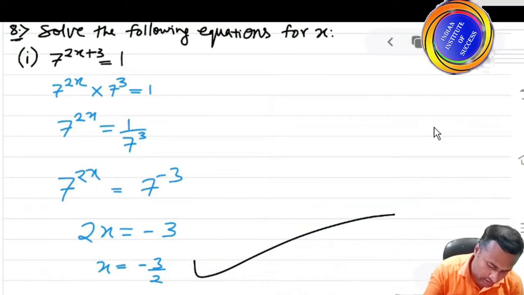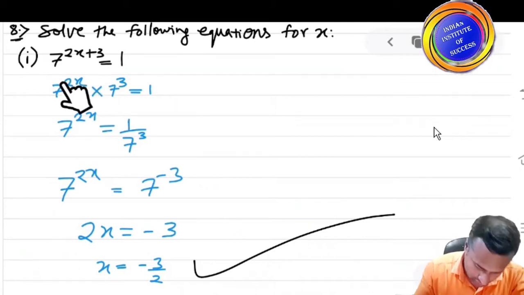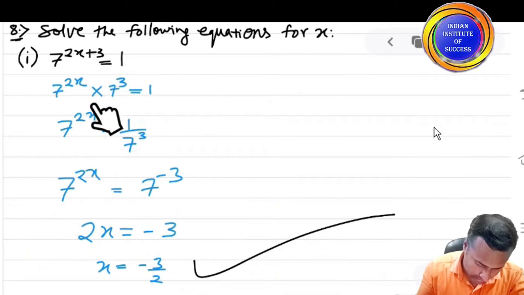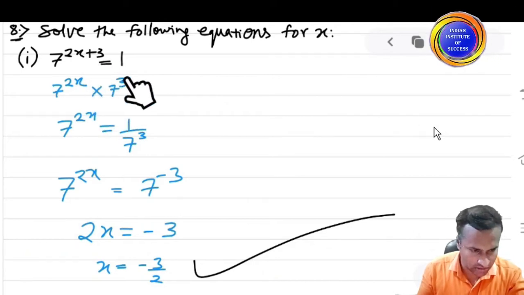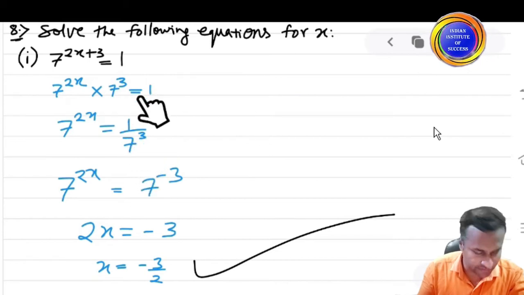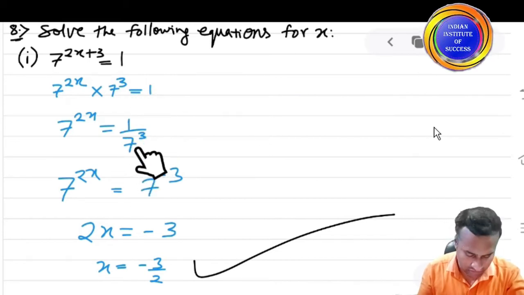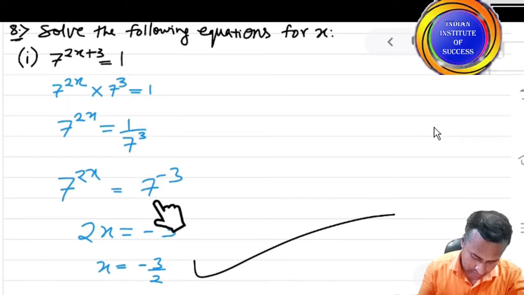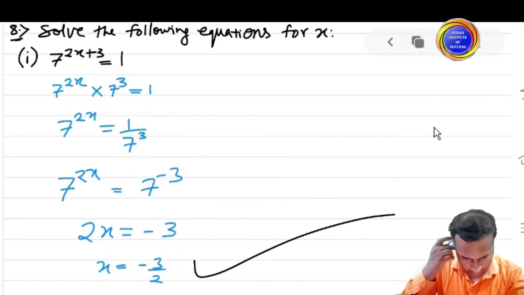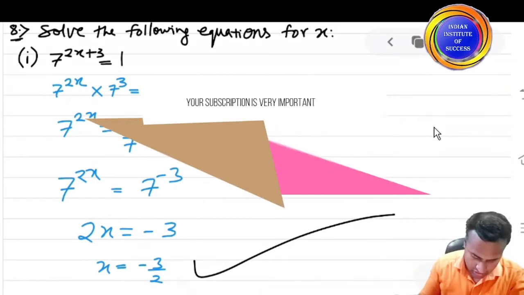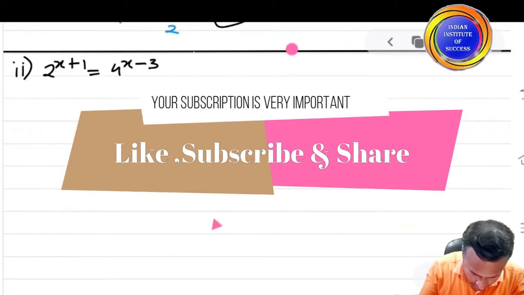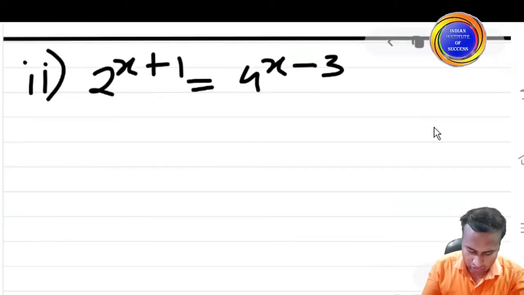What we have done here? Now students, give attention. First we have done this, then I split it in two terms, and this term will be divided. When we move this term to right hand side, then it will become upwards, power will be negative. So now we are moving to next question. Now 8th second part.